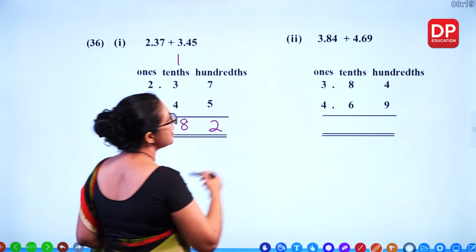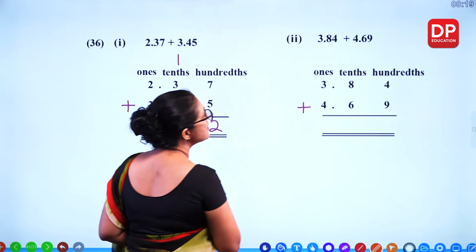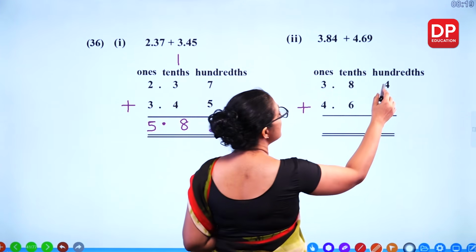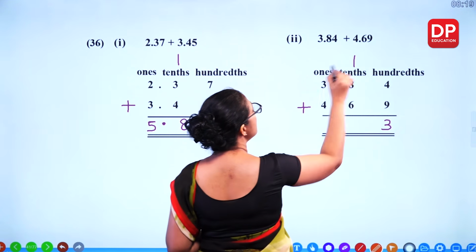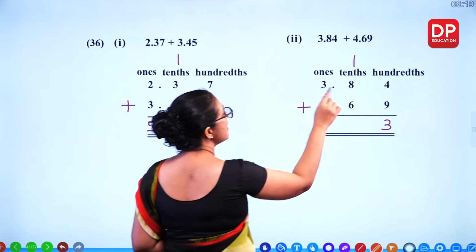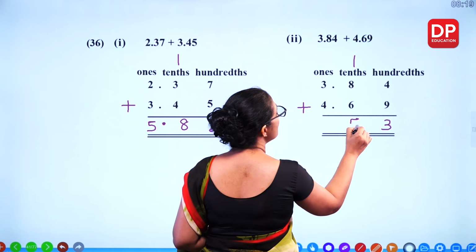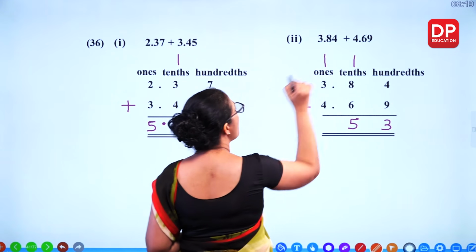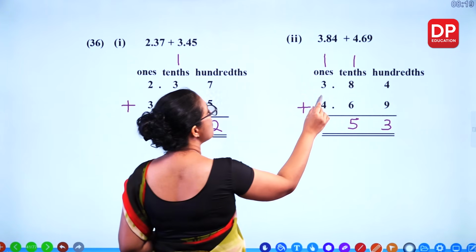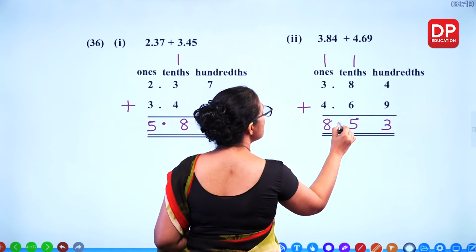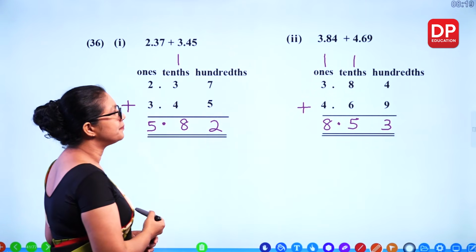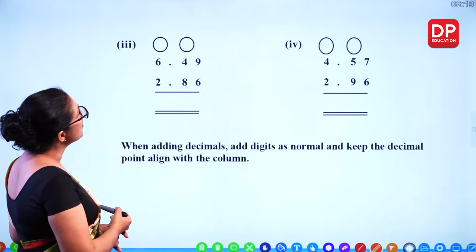This one, 3.84 and 4.69. Add it. 9 plus 4, 13. 1, you take it to the tenths place. 9 plus 6, 15. And take 1 to the ones place. 4 plus 3, 7. 7 plus 1, 8. 8.53. Another question, addition.